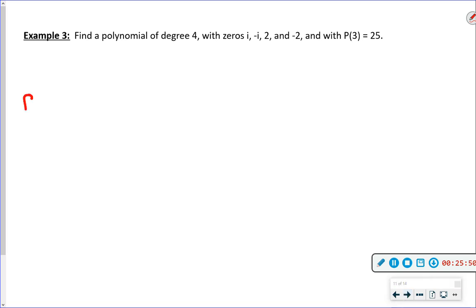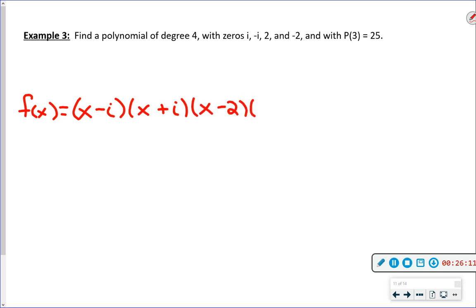So, I'm going to call my polynomial f of x. And I'm going to write my answers out as factors. So, to get positive i I would need an x minus i. To get a negative i, I need an x plus i. To get 2, x minus 2, and then to get negative 2, x plus 2.